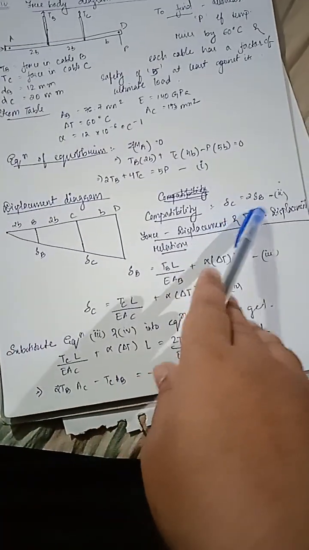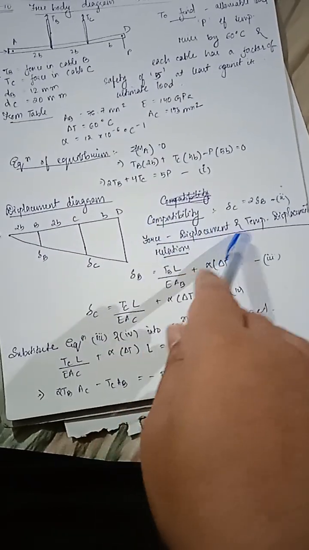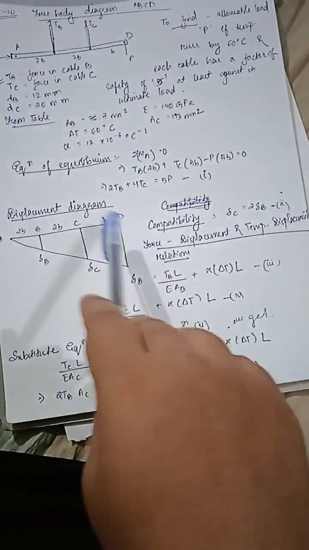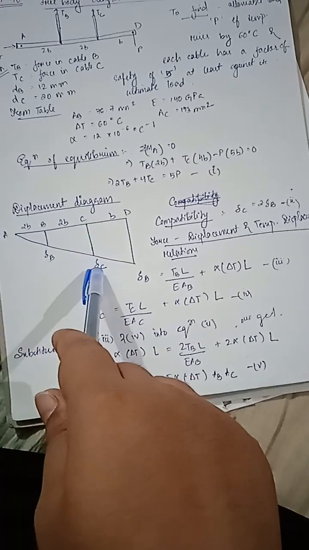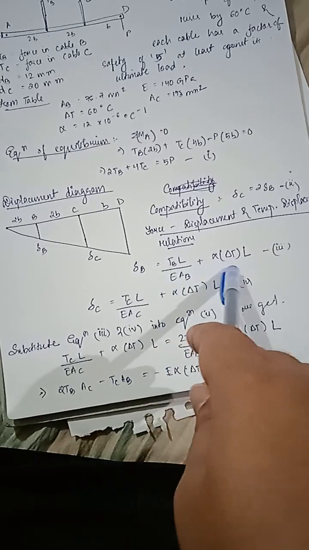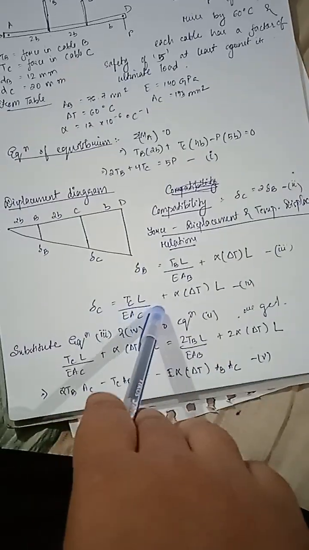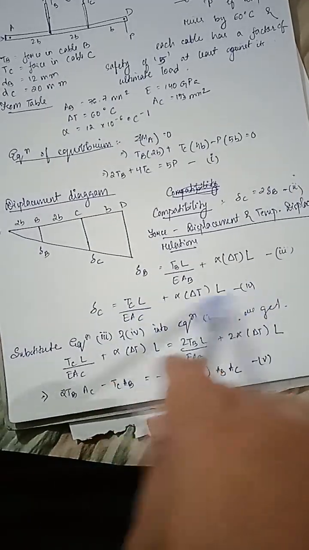Compatibility equation, delta C is equal to 2 delta B. Force displacement and temperature displacement relation. This is the displacement diagram. This is the displacement of point B and displacement of point C. So delta B is equal to TBL by EAB plus alpha delta TL. Delta C is equal to TCL by EAC plus alpha delta TL.